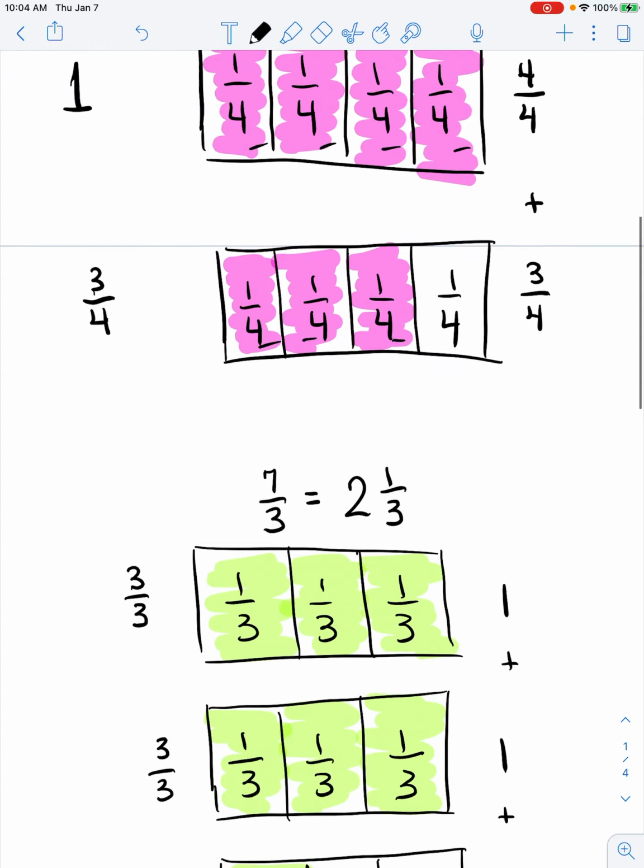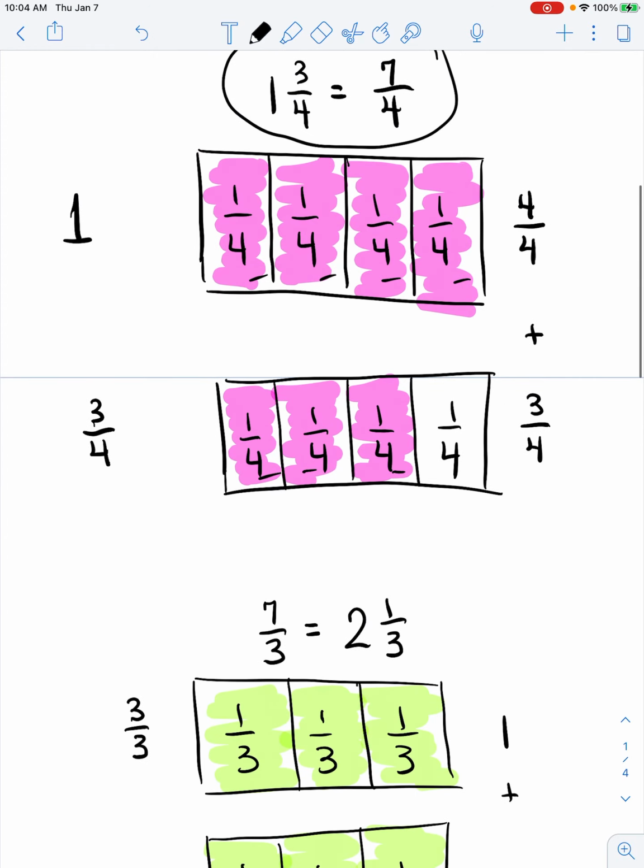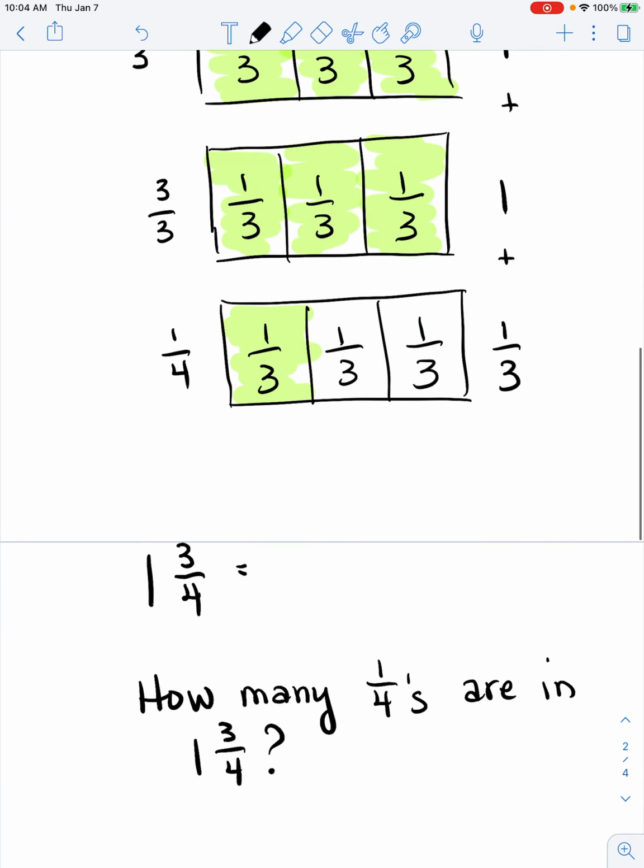Because if we go back to the model, that's what we're doing, right? When we want to find an improper fraction, we're looking at the mixed number, and I'm saying, how many fourths are there all together in that 1 and the 3/4?